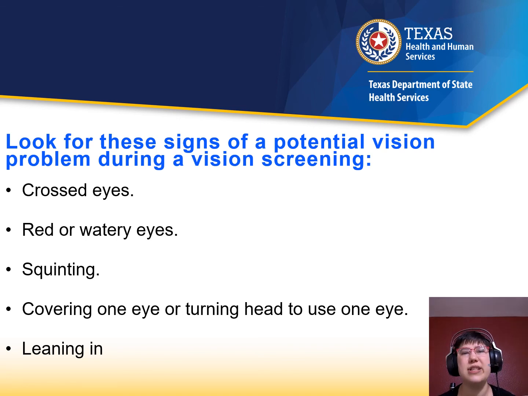So here are the signs and symptoms that you need to look for during the screen. You're looking for crossed eyes, red or watery eyes, squinting, and for them to try to get out of the cover to go around. You're looking for them to try and cheat out and use their good eye, and to lean in and strain. Those are all signs and symptoms that, even if they pass, you should send them out for. And there's a checklist in your manual.